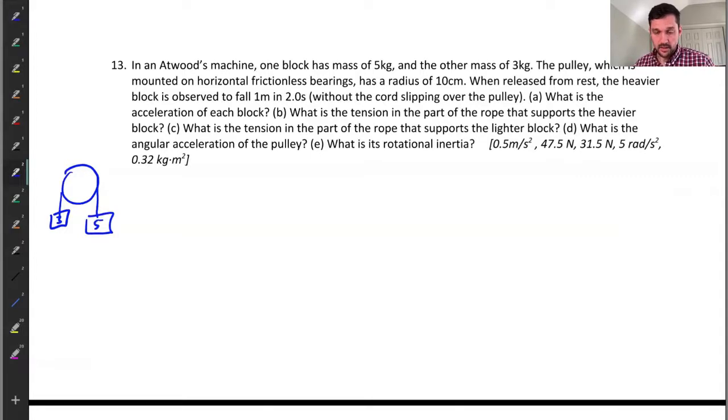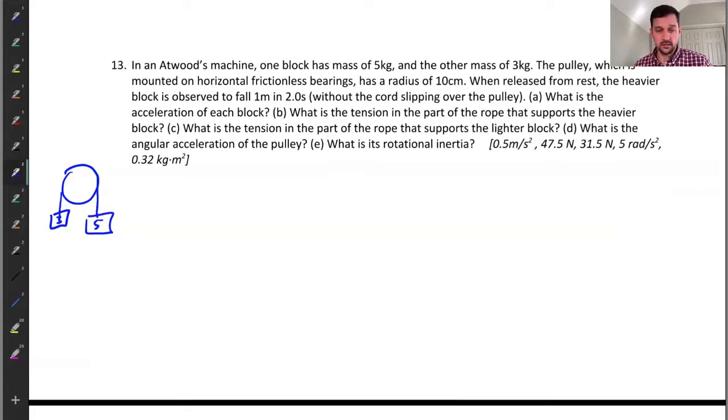What is the acceleration of each block? What is the tension in the part of the rope that supports the heavier block? What's the tension in the part of the rope that supports the lighter block? What is the angular acceleration of the pulley? What is its rotational inertia?